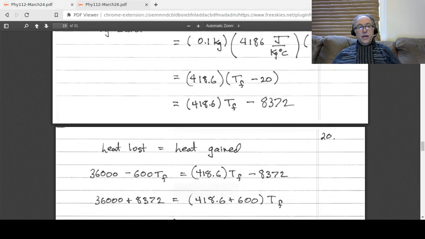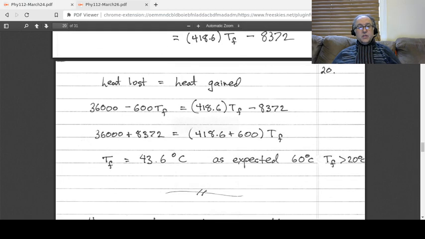Okay. And now what? Well, energy doesn't just disappear magically. The heat lost is going to be equal to the heat gained. So if I just equate the two, this is the heat lost by the ethanol. Here's the heat gained by the water. Notice that TF is the only unknown. You work it out. Okay, just a little bit of simple algebra there. And you find that the final temperature of the mixture is going to be 43.6 degrees Celsius.